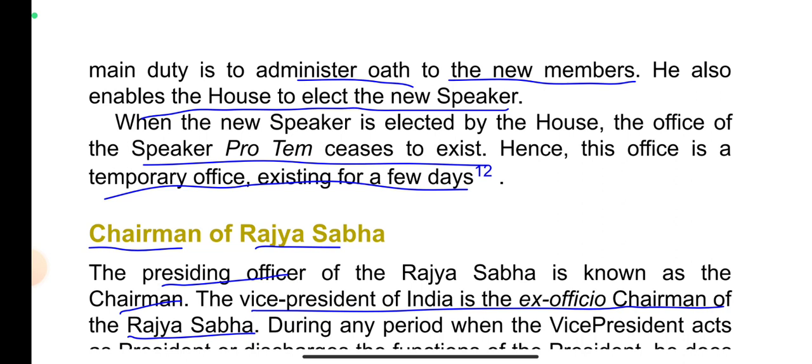When the new Speaker is elected by the House, the office of the Speaker pro tem ceases to exist. Hence, this office is a temporary office existing for a few days.